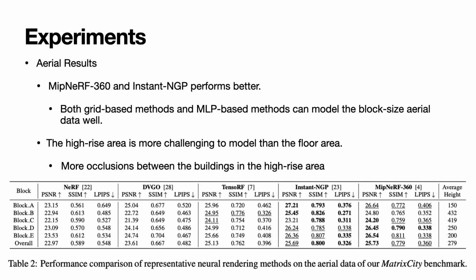For aerial results, we divided the map into 5 blocks based on building height and coverage area. From Table 2, we can see that Mip-NeRF 360 and Instant NGP perform better, which indicates that both grid-based methods and MLP-based methods can model block-size area data well. Additionally, we found that the high-rise area is more challenging to model than the low-rise area because there are more occlusions between the buildings in the high-rise area.